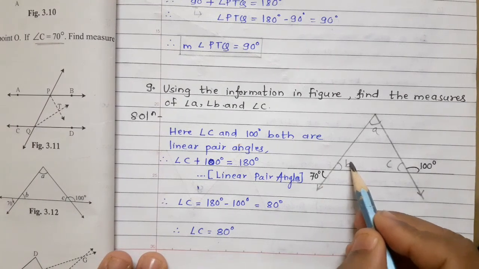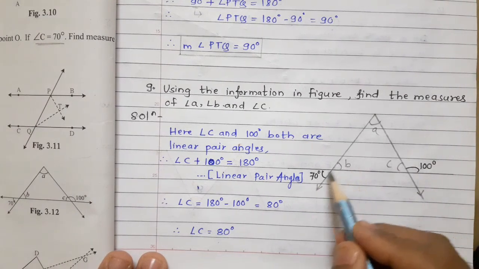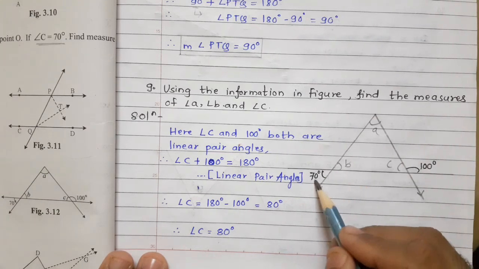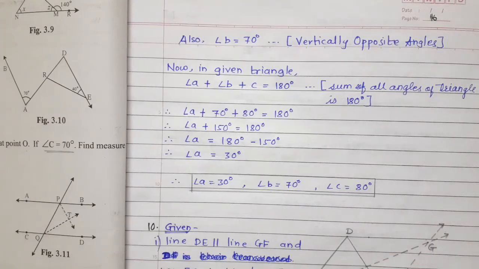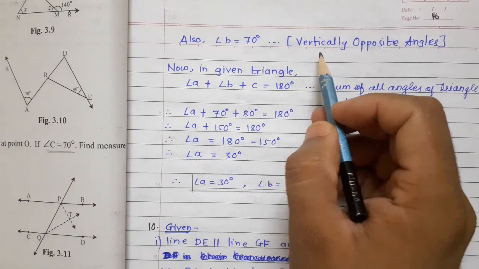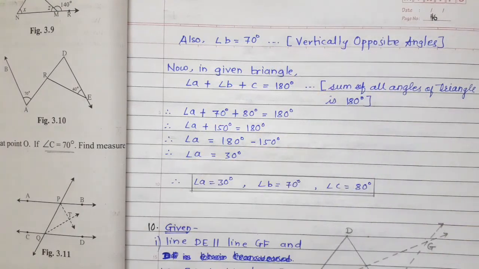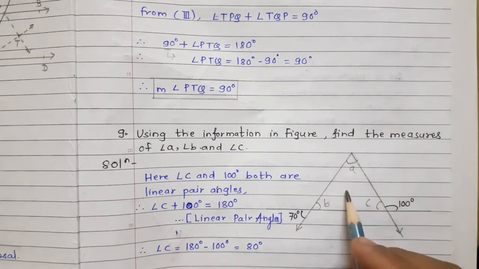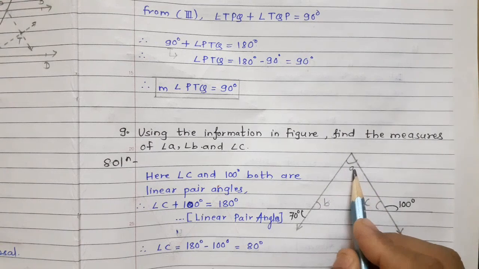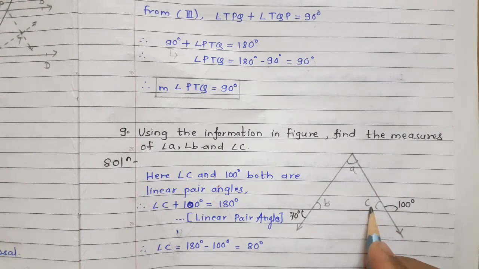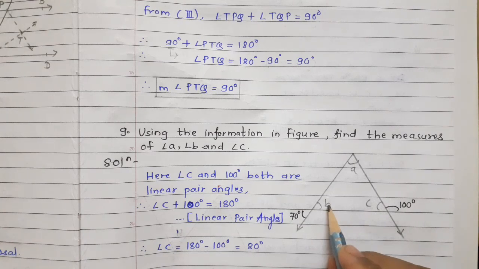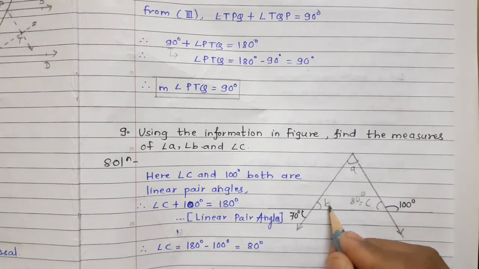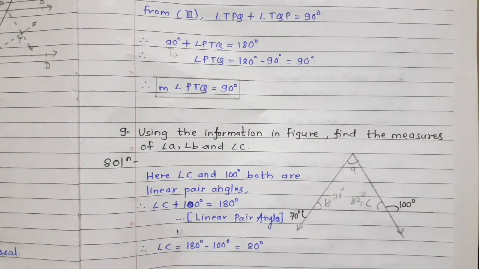Here angle B and 70 degree, these two angles are vertically opposite angles, and we know that vertically opposite angles are equal. So we can write angle B is equal to 70 degree, and the reason is vertically opposite angles. Now in this triangle we have to find angle A, angle B and angle C. Now we have the measures: angle C is 80 degree and angle B is 70 degree.